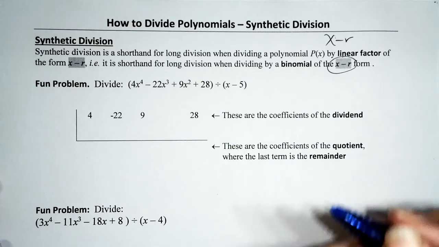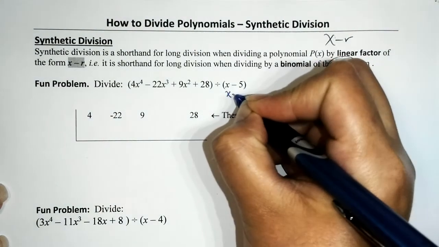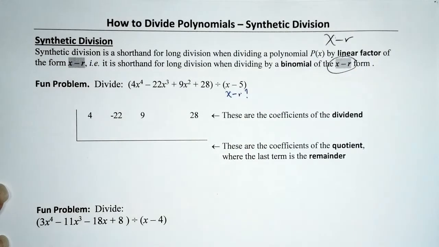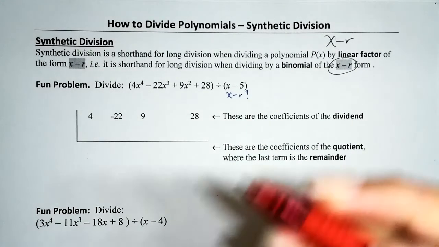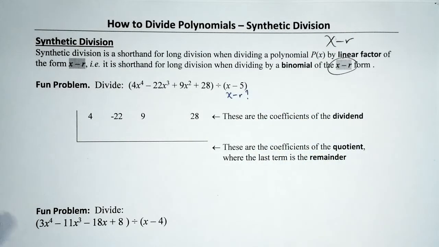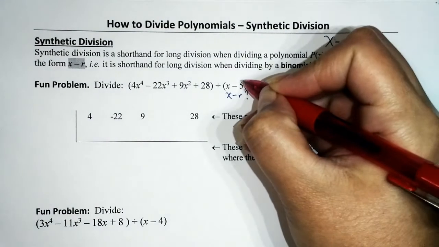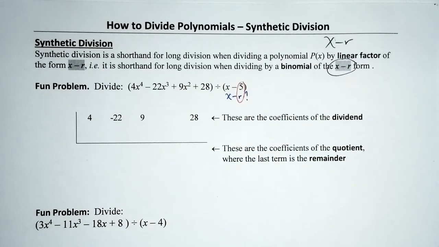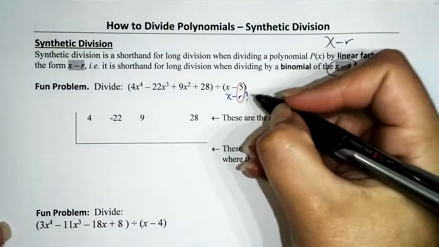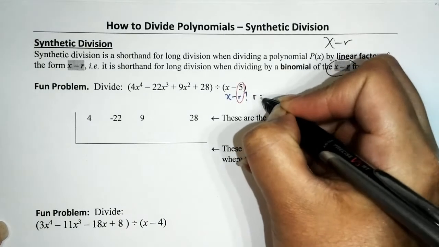Am I dividing by a binomial of the form x minus a number? Again, our book uses r, and in this case, yes, we are dividing by a binomial of the form x minus a number. So the value of r is the number that follows the subtraction sign. The number that follows the subtraction sign is 5, so r equals 5.